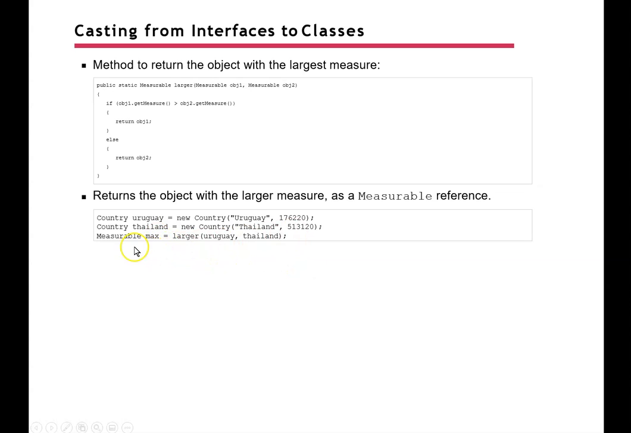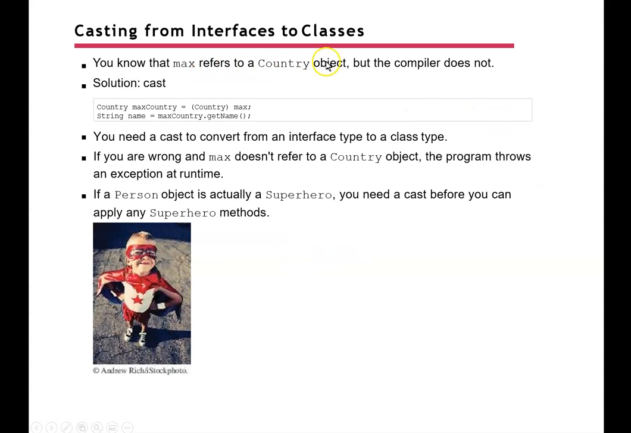So here, for example, you could create two objects that implement Measurable and send them in, and it will return the right value without knowing which, but out here, you can use the other fields. You know that max refers to a Country object, but the compiler doesn't. The solution is you cast it. That way you can use getName.